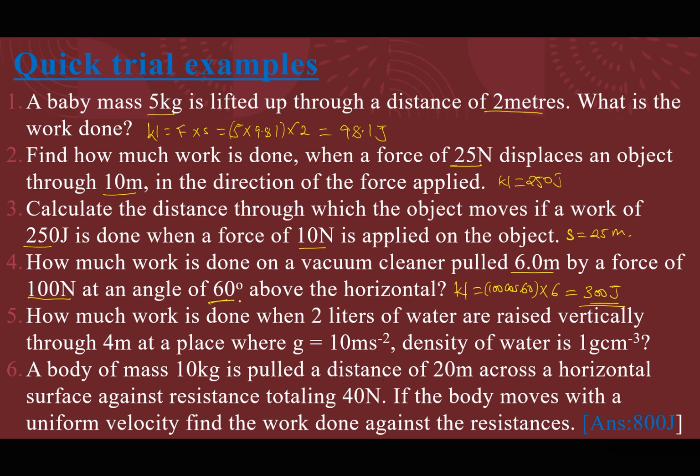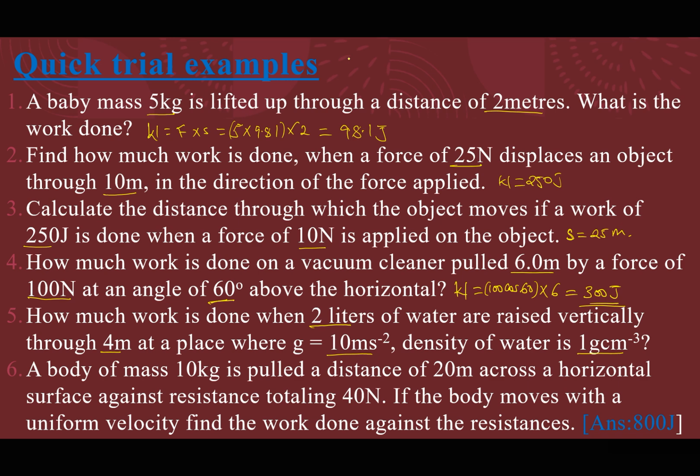Because this is at an angle of 60. How much work is done when 2 liters of water are raised vertically through 4 meters at a place where g is 10 meters per second squared? The density of water is 1 gram per centimeter cubed. So here we have been given a volume and the vertical height. They have even given us the density, so they're just trying to tempt us to find the mass, using the concept of density.